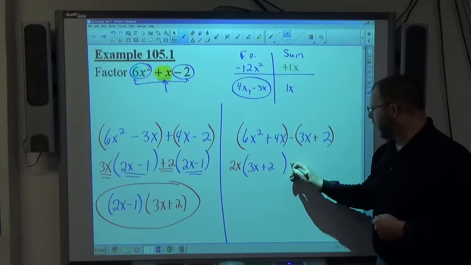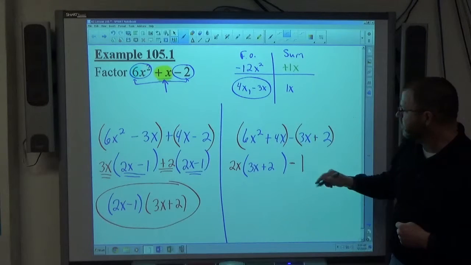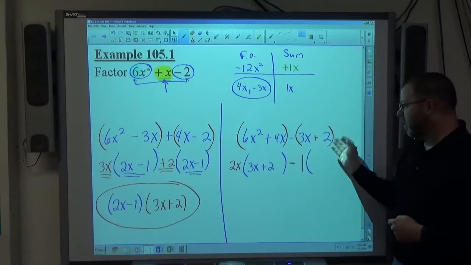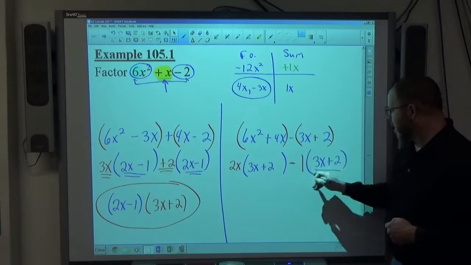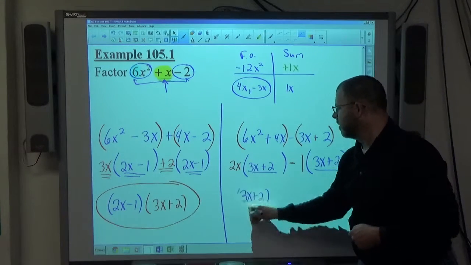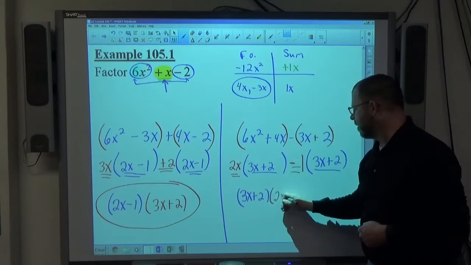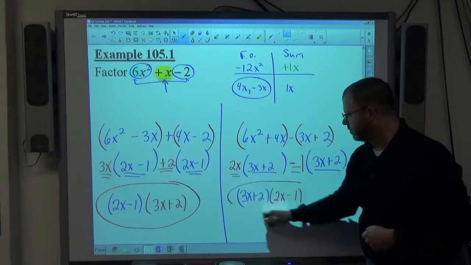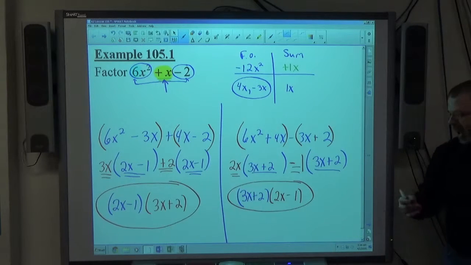Second group, I've got a minus sign. There's no common factor, so I'm going to put a 1. And if I take a 1 out, everything stays as is, 3x plus 2. And you can see here 3x plus 2 matches 3x plus 2. And 2x minus 1 was the common factor, so 2x minus 1 is going to... Same result, different order. But that's how you factor a trinomial with the lead coefficient for now.